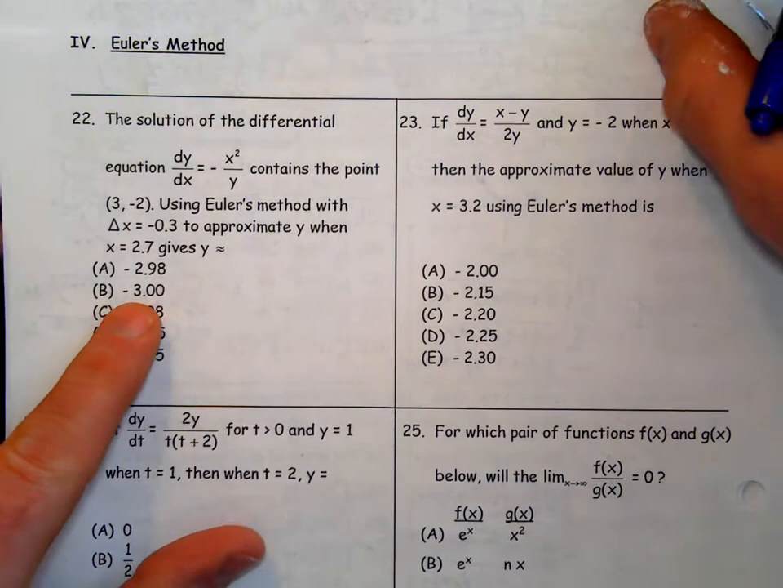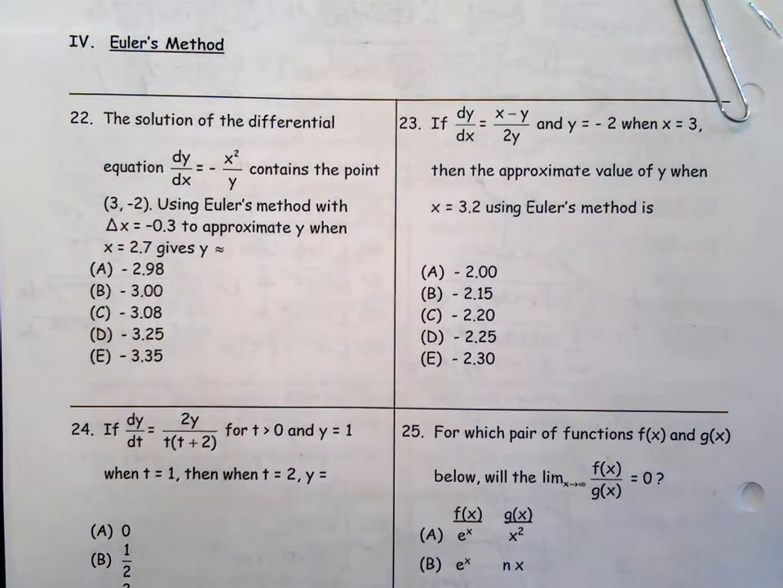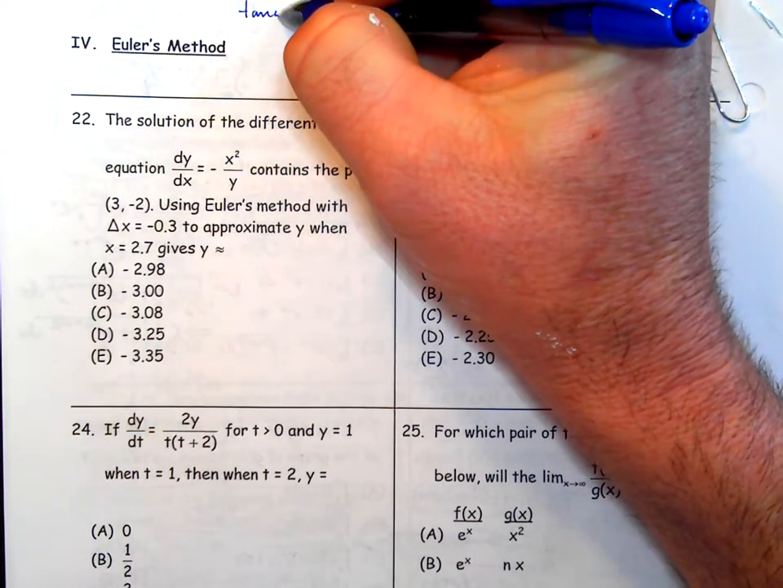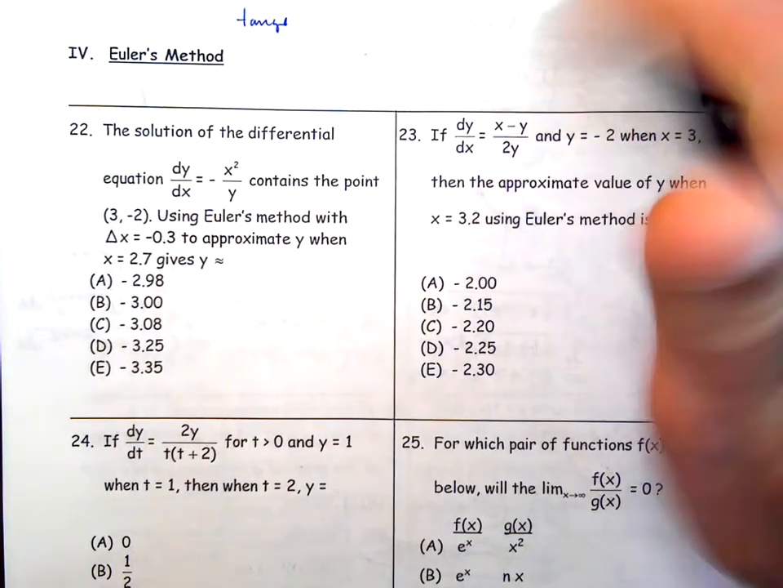So the last thing is Euler's method. Now, Euler's method is just a repeated tangent line approximation. You guys had to do tangent line approximations last year.